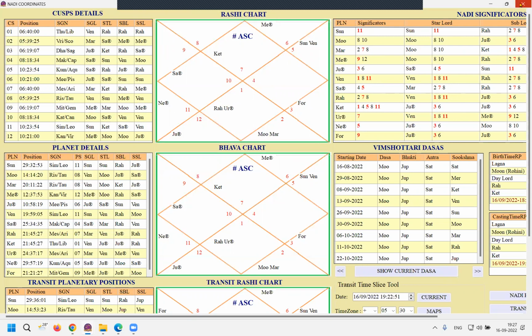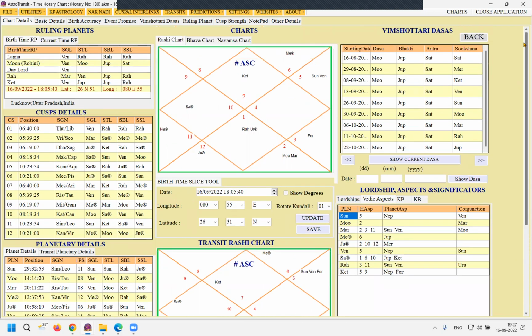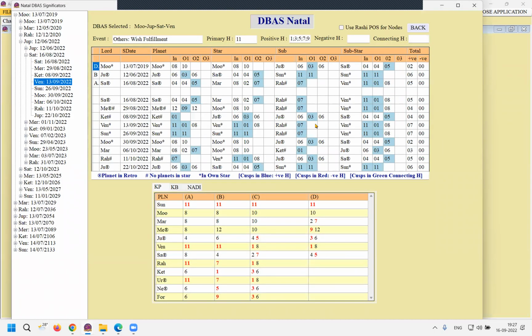We have cross-checked with Nakshatra Nadi, we have cross-checked with KP, we have cross-checked with Cuspal Interlink. We can also check with the Dasha as well. So if we see the Vimshottari Dasha and we take the DBA significator, you will find the Moon, Jupiter, and Saturn. Here we are only seeing by default the KP principle. You can see here it is signifying 5, 3, 7, and 11, and 1 also, all the signifying houses. And it is again very, very positive.